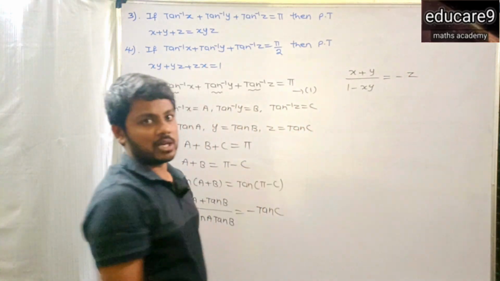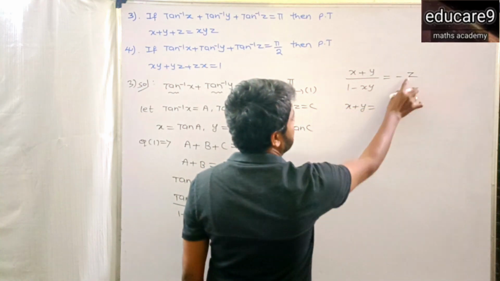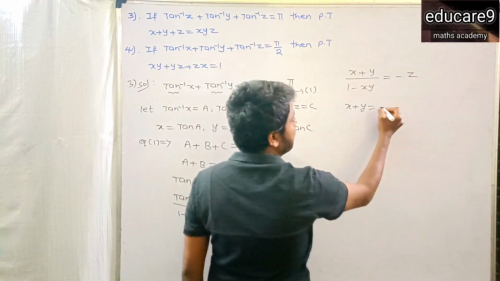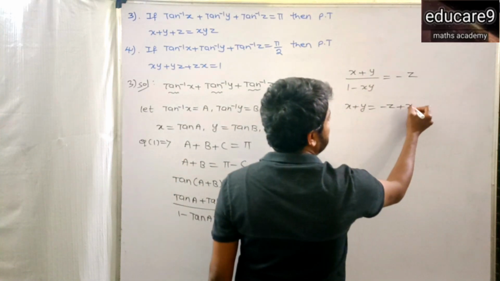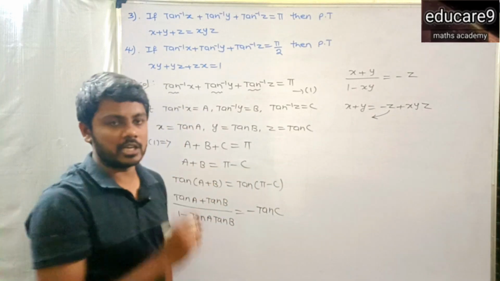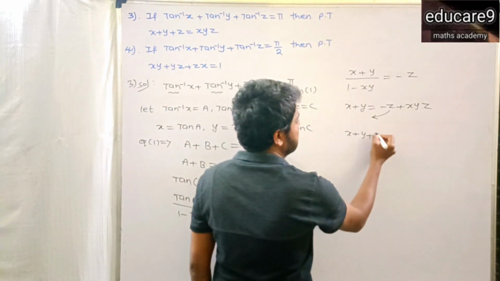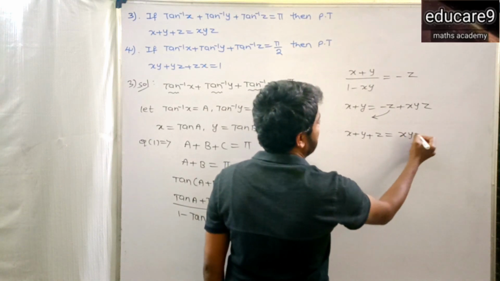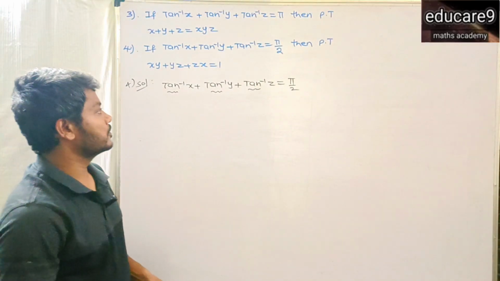So we can do cross multiplication. You will get x + y equals −z into 1, minus z into −xy, that is plus xyz. So we can send −z to the left hand side. It becomes +z. That is x + y + z equals xyz. Hence proved. Next, question number 4.